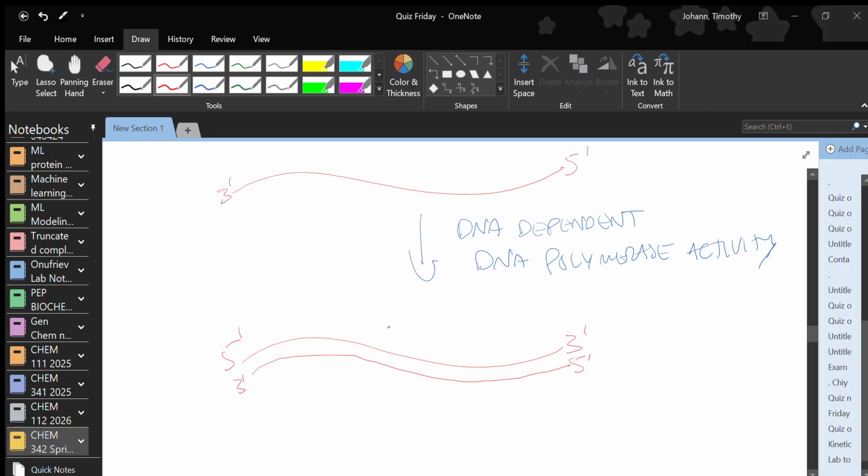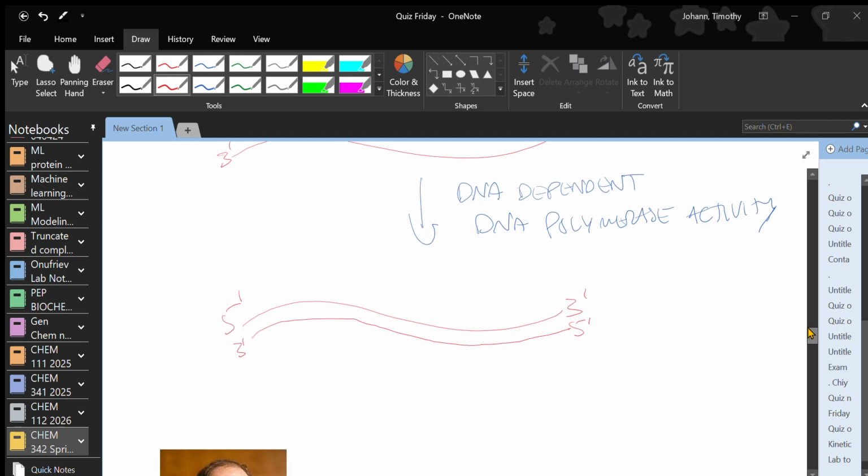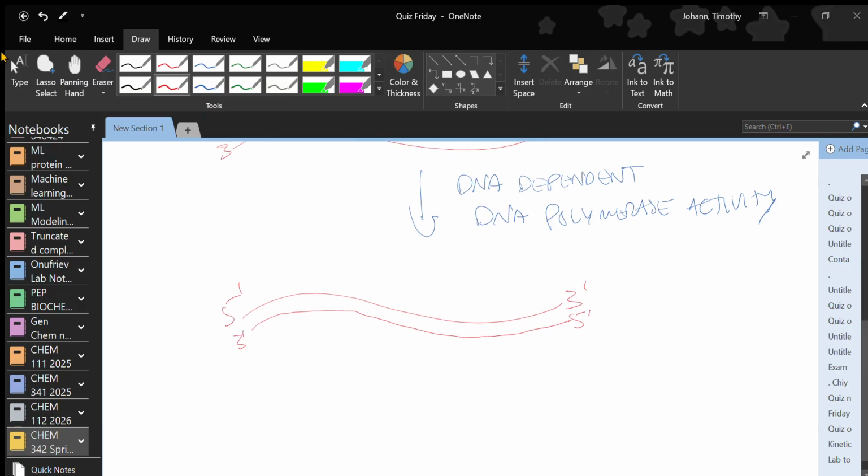All right, does that make sense? So it does all those things. It's a pretty multifunctional enzyme. Let's go ahead and write those out real quick. So step one is it makes a DNA copy from an RNA template.